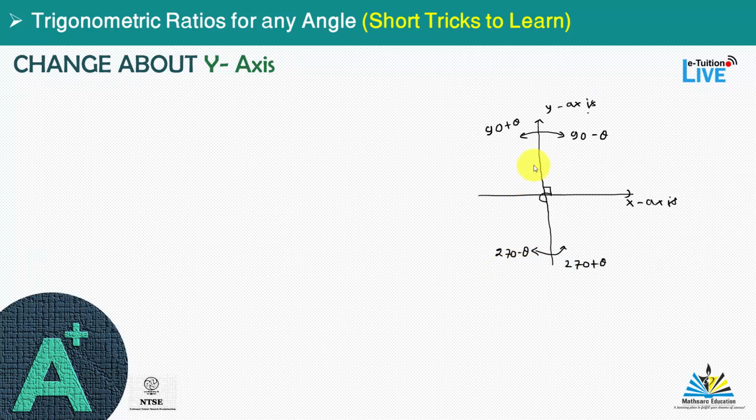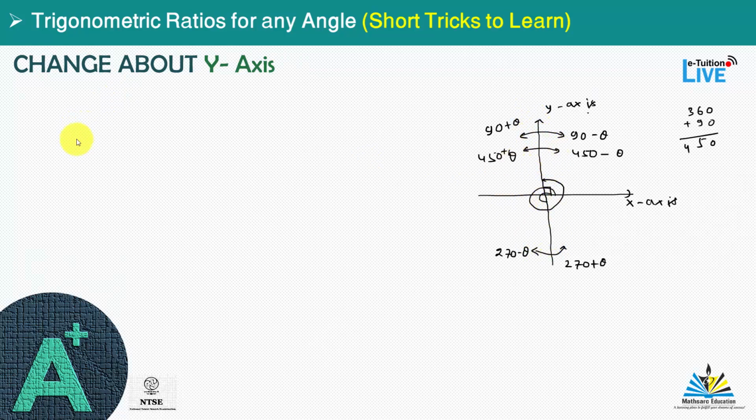In the same way, this is a 90-degree angle. If we have an angle like this, 360 plus 90, that is 450. So again, we can write this as 450 plus theta, and this is 450 minus theta. So these are the changes about the y-axis.